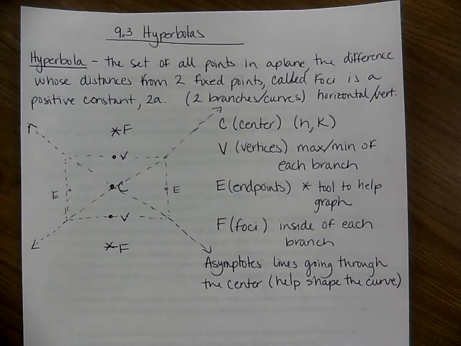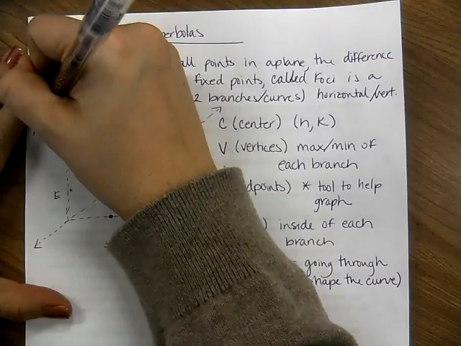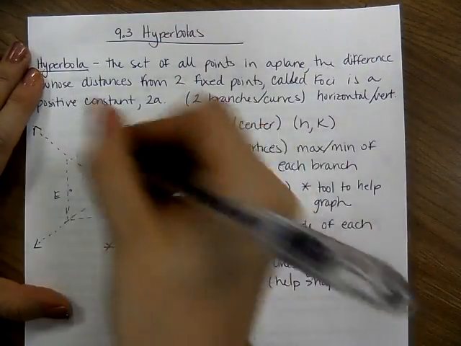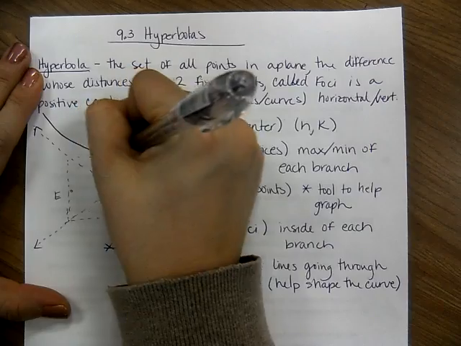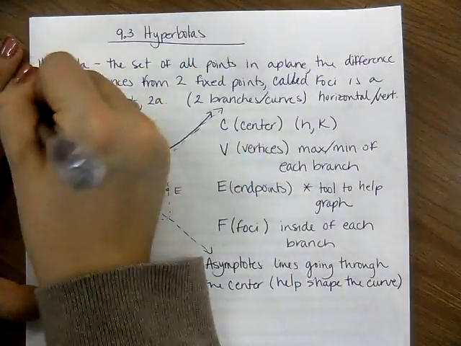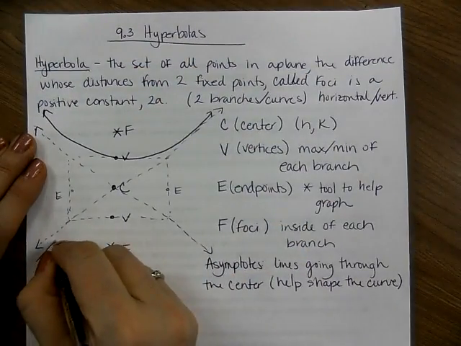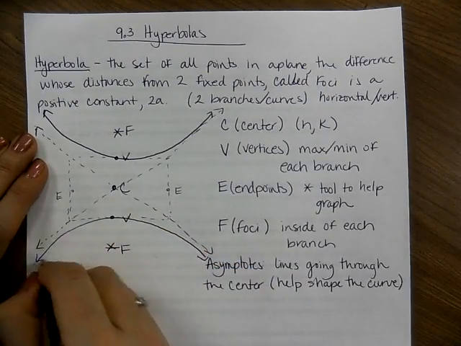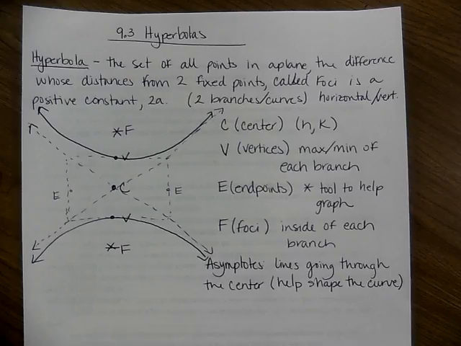So once we figure out all of these pieces, then we can finally draw in the hyperbola. See, none of this is the hyperbola yet. The hyperbola are these two branches that exist. So they're going to approach the asymptotes. They're going to go through the vertex, and then that's going to happen twice. So it looks like this and that. And that is an example of a vertical hyperbola.